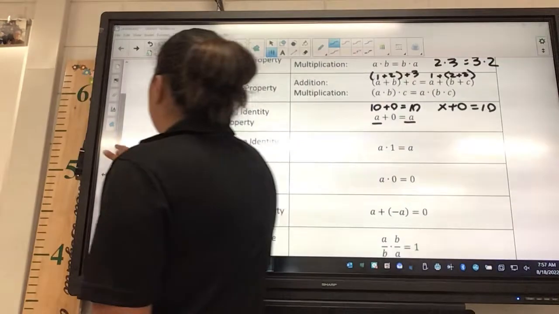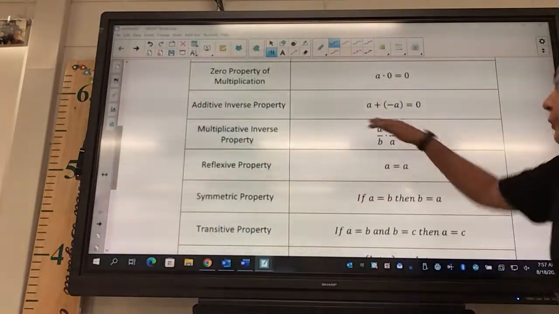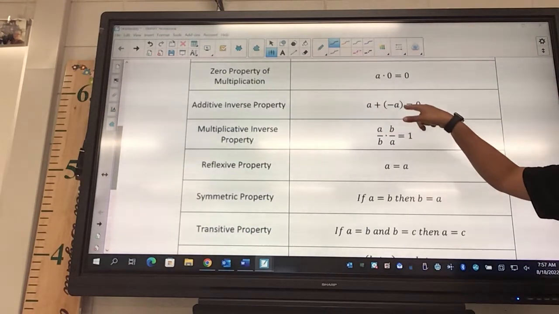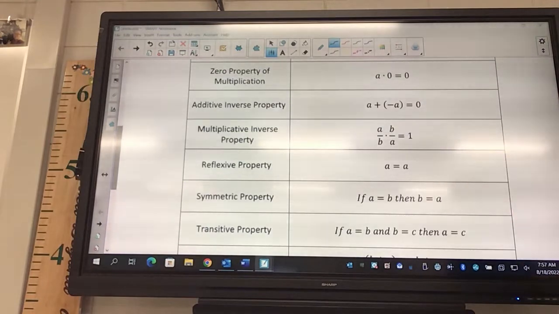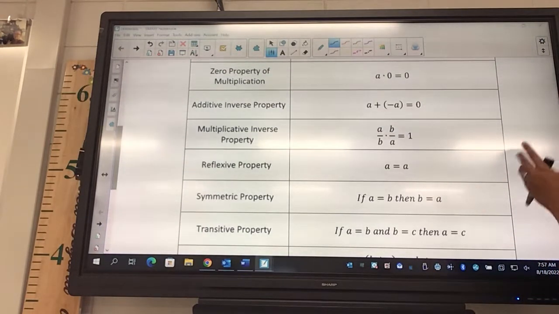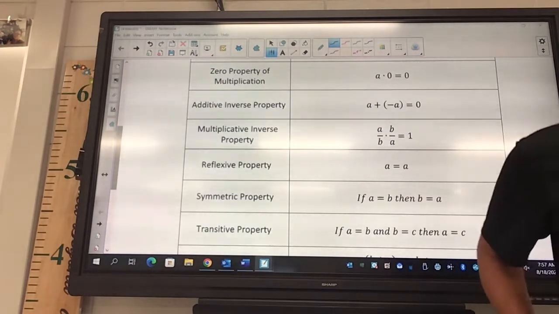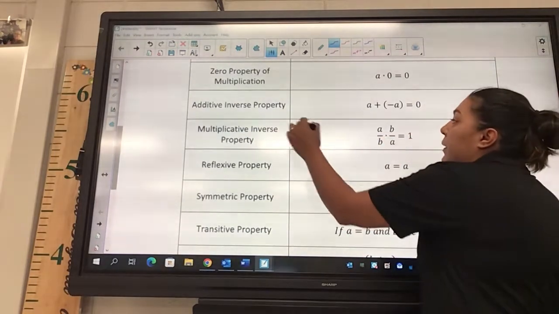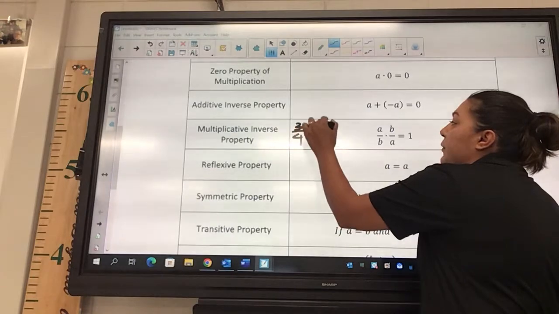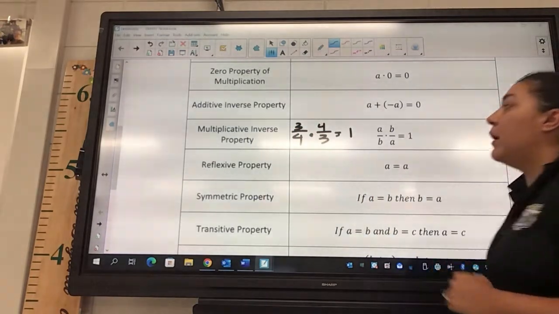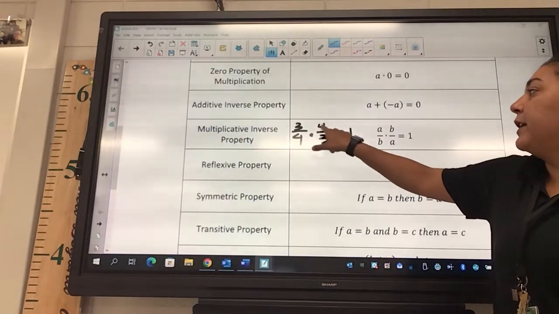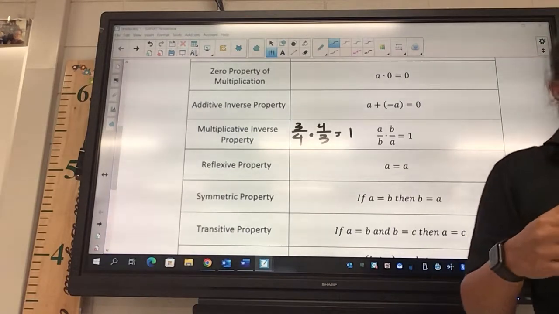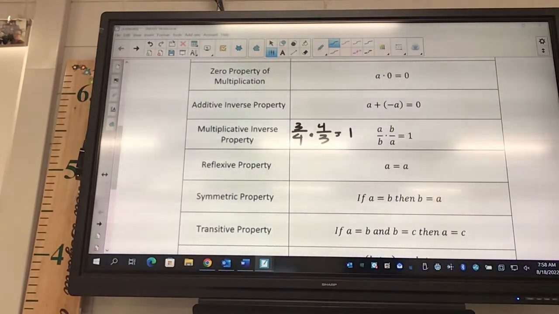Additive inverse. Okay, what is negative 3 plus 3? 0. So you can see that works. So 4 plus negative 4 is 0. The multiplicative inverse. This is the one where they're kind of easy to tell because they're fractions, but at the same time, some of you guys suck at fractions. If you take 3/4 times 4/3, that's going to equal 1. The 4's kind of cancel, and the 3's kind of cancel, and you're left with 1. You can do it with any number. You take that fraction and flip it, and you're going to be left with 1.